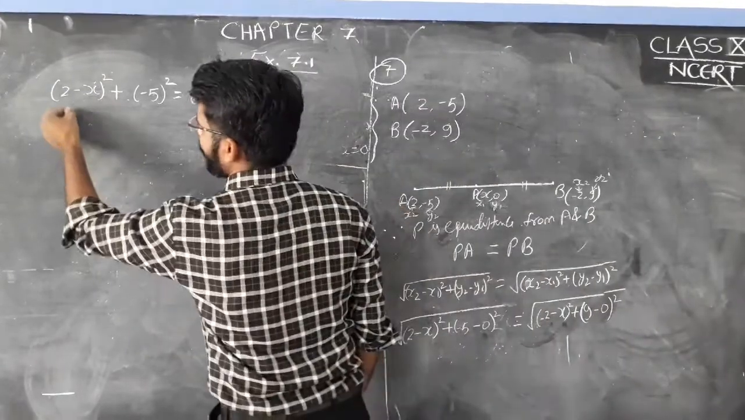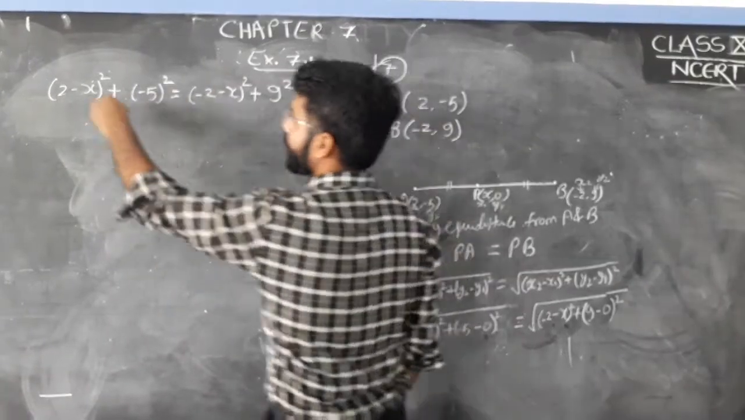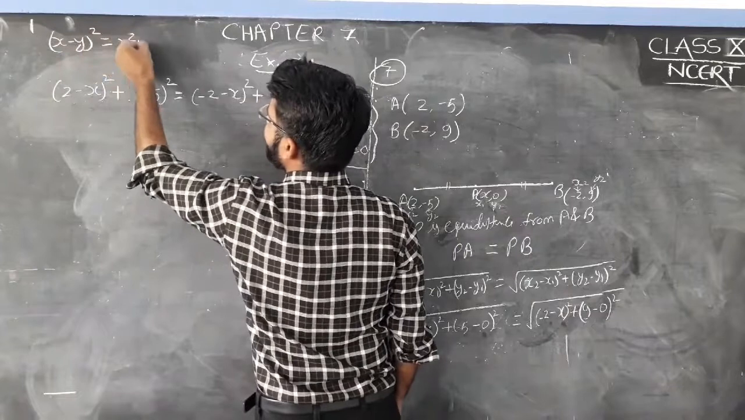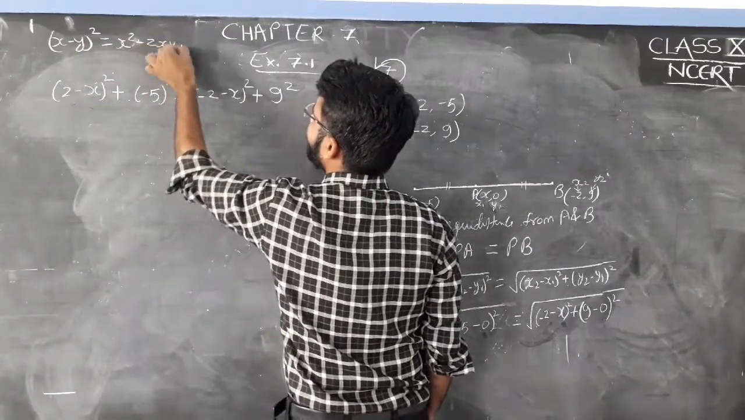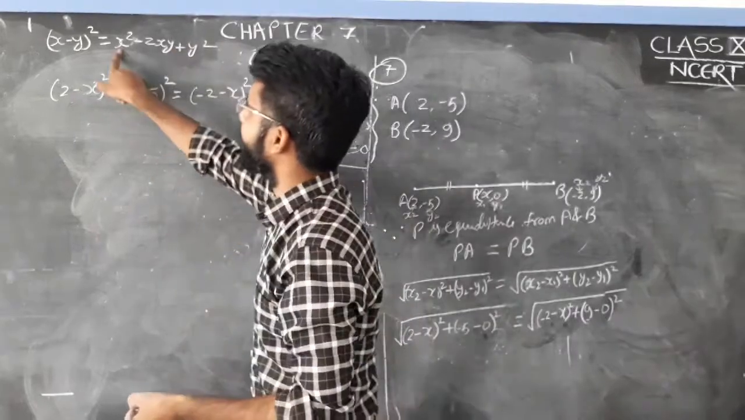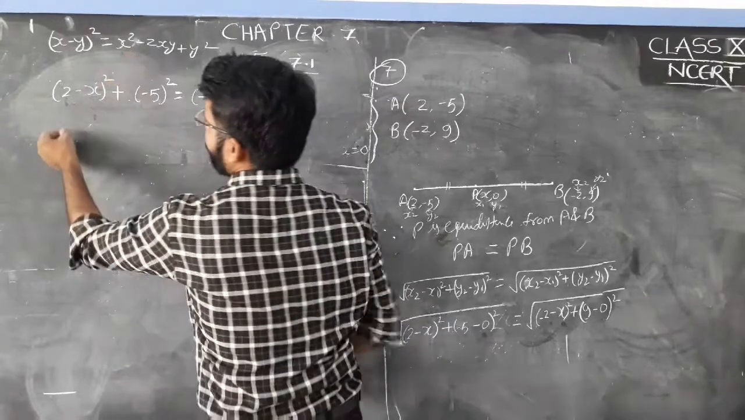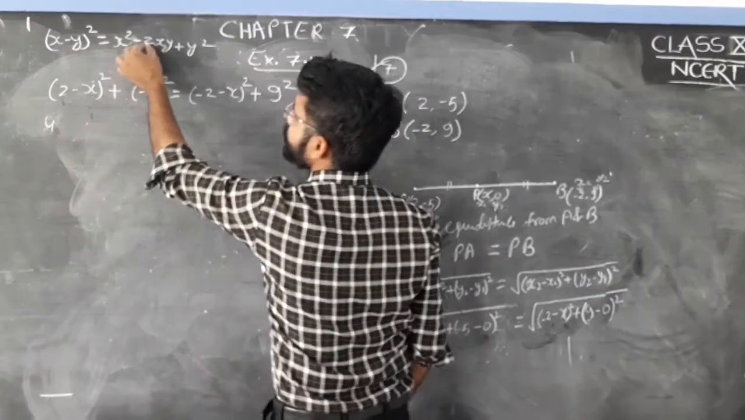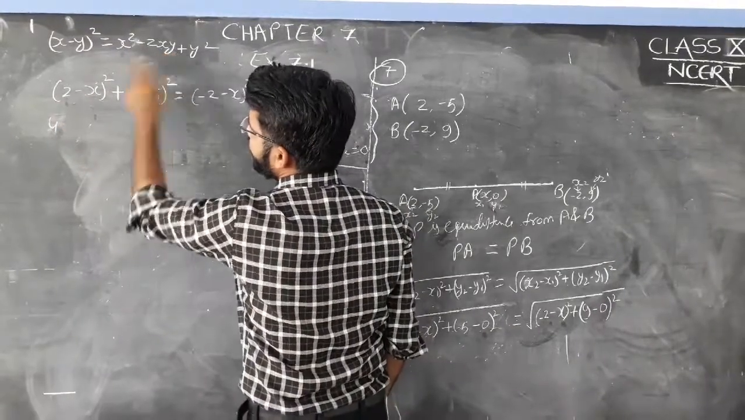And if I solve it, I have to use the identity (x minus y) whole square equals x square minus 2xy plus y square. Instead of x, I take 2, and instead of y, I take x. So x square means 2 square, which is 4. Then minus 2 times 2 times x, and instead of y, you have to take x.